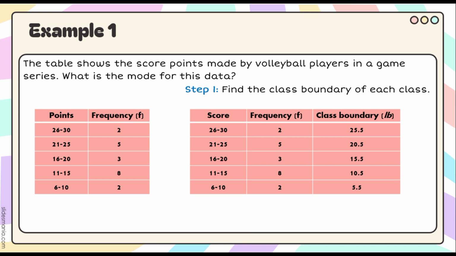Again, to solve for the class boundary, we simply subtract 0.5 from our lower limit. So 26 minus 0.5 is 25.5. 21 minus 0.5 is 20.5. 16 minus 0.5 is 15.5. 11 minus 0.5 is 10.5. And 6 minus 0.5 is 5.5.